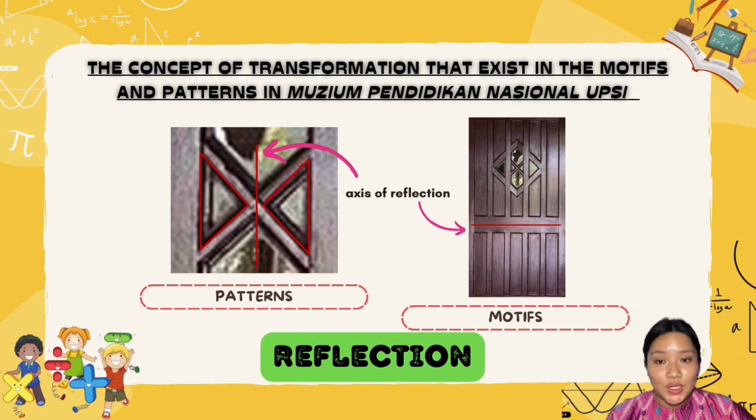Now we will look at the concept of transformation that exists in the motifs and patterns in Muzium Pendidikan Nasional UPSI. The first transformation is reflection. As you can see, the concept of reflection in the patterns exists in a triangle shape, where the triangle is reflected on the axis of reflection and forms another triangle. And as you can see also in the motifs, the concept of transformation exists in a rectangle shape, where the rectangle is reflected on the axis of reflection and forms another rectangle.